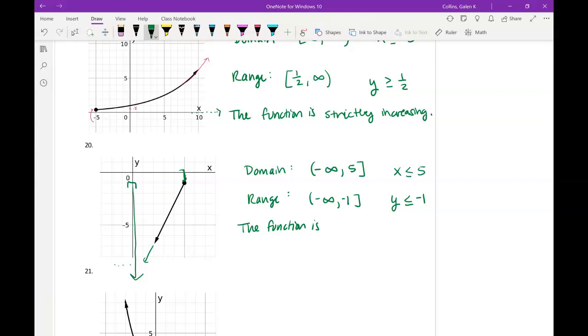All right, this function is increasing. Don't let the arrow fool you. We always read the graph from left to right. From left to right, the graph is going up. So the function is strictly increasing.